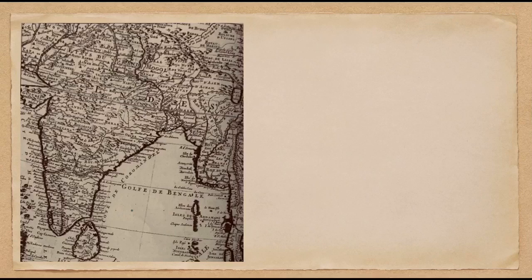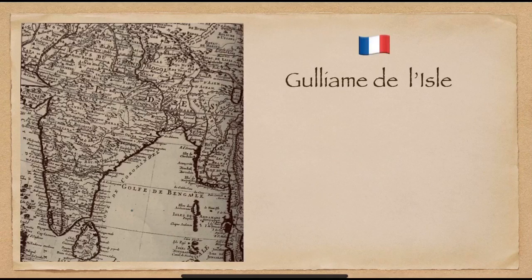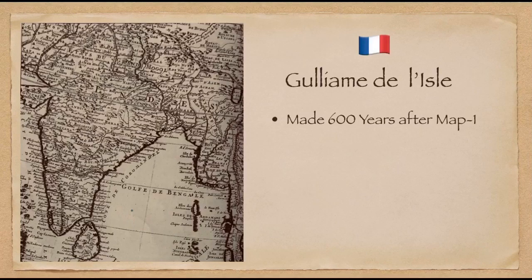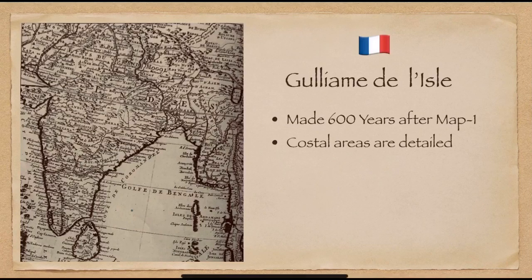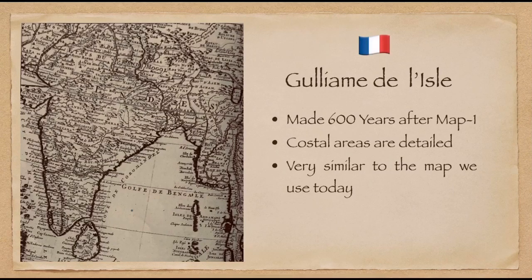This map was made by French cartographer, or we can say French mapmaker, Guillaume Delisle. Now, it was made 600 years after map 1. That is, it was made 600 years after Al-Idrisi's map. It was made in 1720s. In this map, the coastal areas of India are very detailed. As you can see, it almost looks like India's current map.